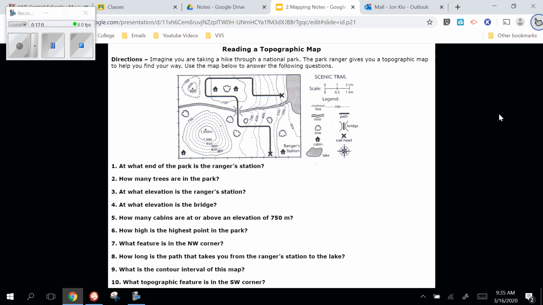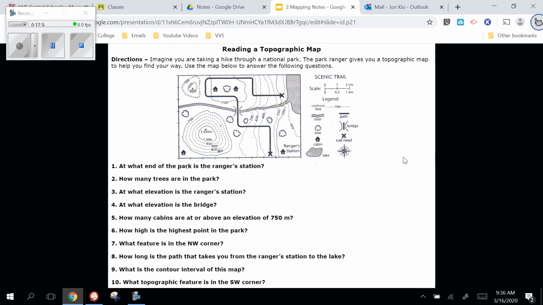All right, reading a topographic map now. At what end of the park is the ranger station? Well, the ranger station is over here. If you look at our north, east, south, and west right there, if we were to take this and plop it right onto our map, we would see that we are in the southeast corner. All right. How many trees? Count them. 1, 2, 3, 4, 5, 6. Okay. 7 looks like. All right.